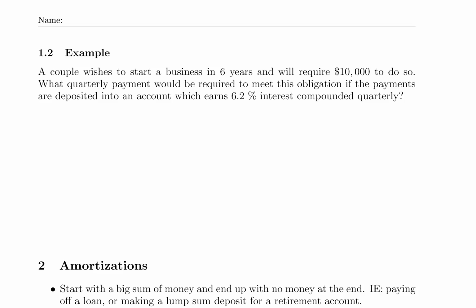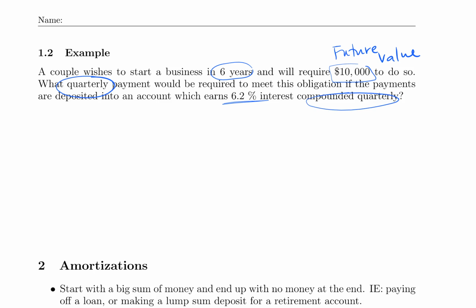Right, let's take another look at an example of an annuity. Here, a couple wishes to start a business in 6 years, and they will require $10,000 to do so. So this $10,000 is our future value of the account. What quarterly payment will be required to meet this obligation if payments are deposited into an account which earns 6.2% interest compounding quarterly?